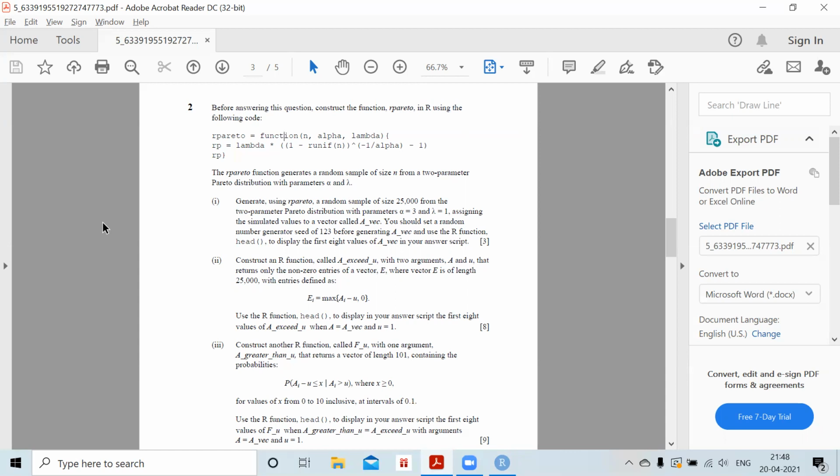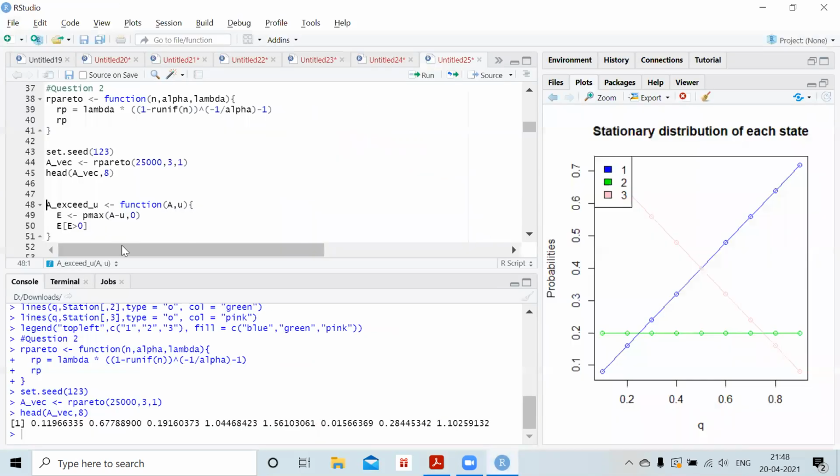Okay, for the next part, part 2, construct an R function called A exceed U with 2 arguments A and U that returns only the non-zero entries of a vector E, where vector E is of length 25,000, and entry E_i is defined as max of A_i minus U. And they've told you, please return only the non-zero entries. Use the R function head to display the first 8 values of A exceed U.